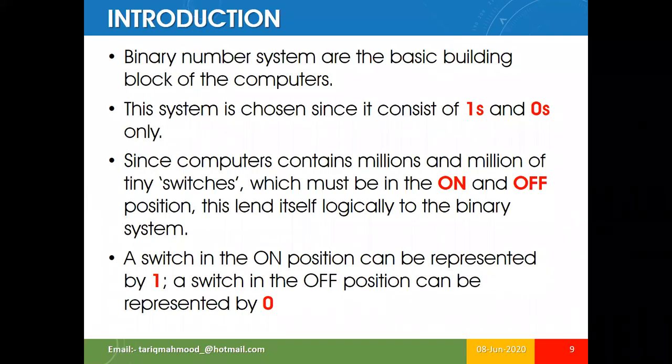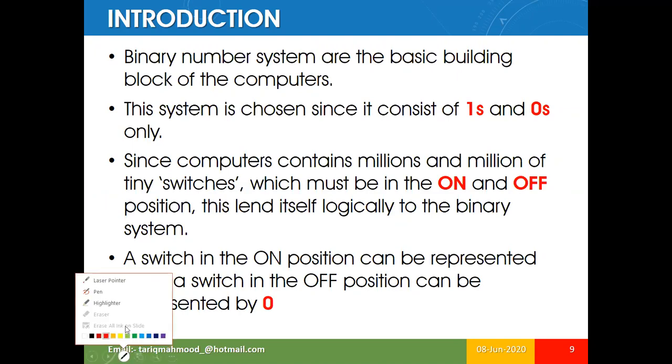For all those students who are new to computer science, it is very important to understand binary numbers. Binary numbers are the basic building block of the computer. The computer totally depends upon the binary system; its main circuitry works on the binary system. We have two numbers in the binary system, ones and zeros.